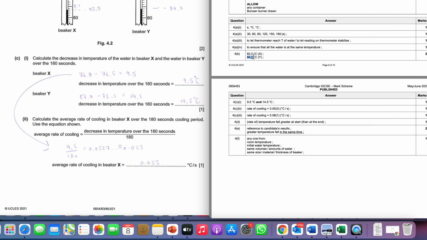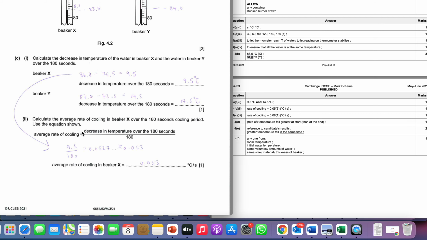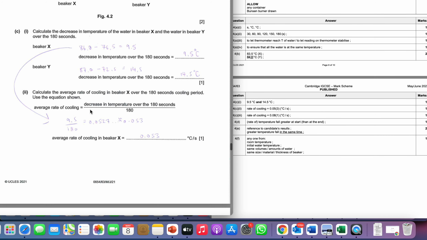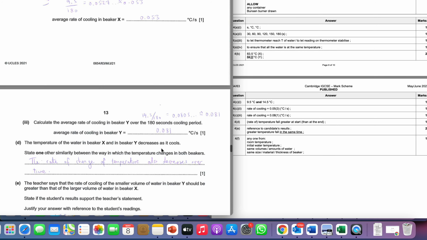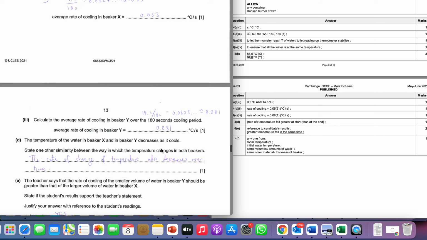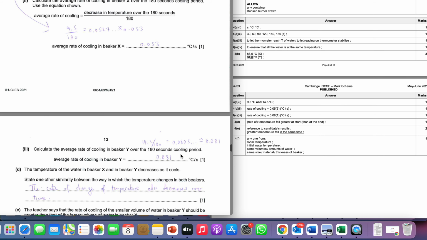It's very important. We're then asked to calculate the rate of cooling. We're told that we just find the decrease in temperature, divide by the time. And so we get 0.053. And we do the same for beaker Y using the same equation, just up at the top there. And we notice we have two different values.